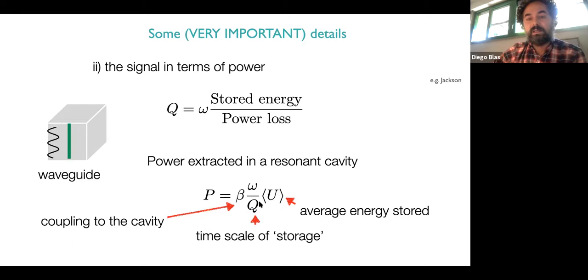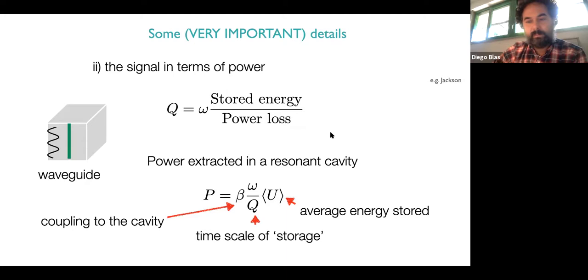So in this formula, for the power that you extract from the cavity, there is a coupling, basically a coupling constant that tells you how you can extract this power from the cavity. There is a time scale, which again tells you how much time you have to extract the energy. And then there is an average energy, which is again averaged over the time scales that you require for this readout.